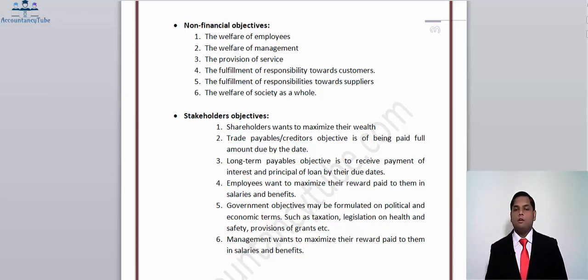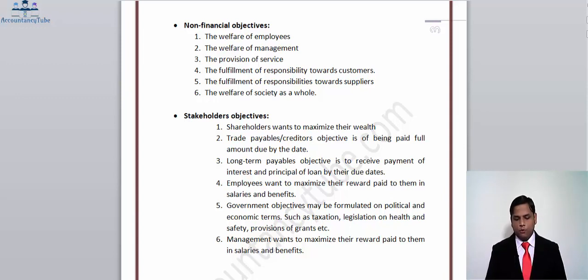So their objectives from the company are mainly on economic terms and political terms. They achieve this via taxation, via legislation. They can put a restriction on certain areas, and on health and safety provision, or through provision of grants, which I've just told you.